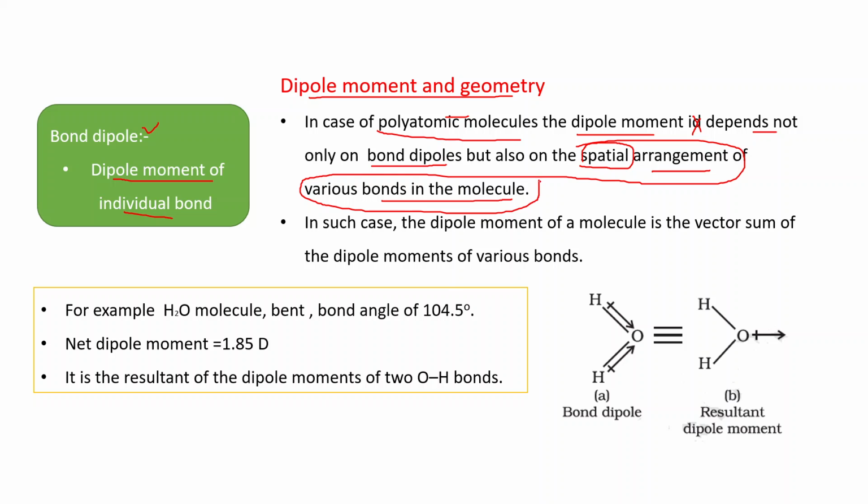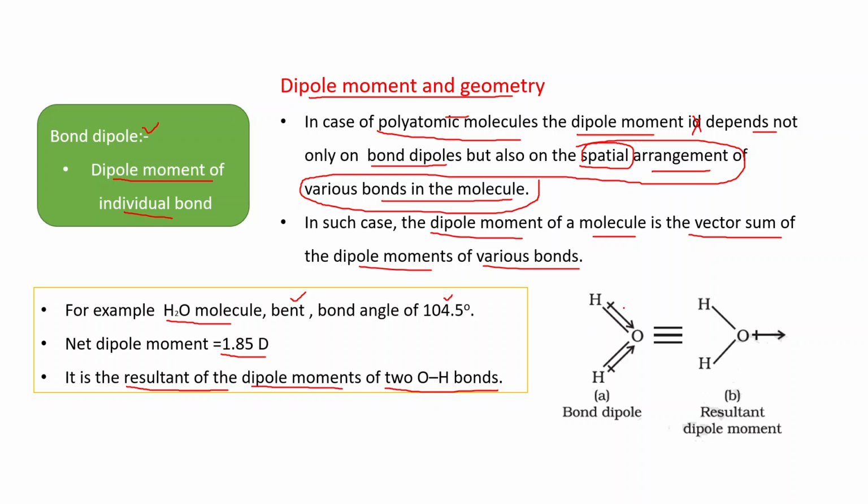That's why we can say in the case of a polyatomic molecule, dipole moment depends on bond dipoles as well as on the geometry of the molecule. In such a case, the dipole moment of a molecule is the vector sum of the dipole moments of various bonds. For example, H2O, the water molecule. This is bent, with a bond angle of 104.5 degrees, and its net dipole moment is 1.85 D. It is the resultant of the dipole moments, or we can say bond dipoles, of the two OH bonds.